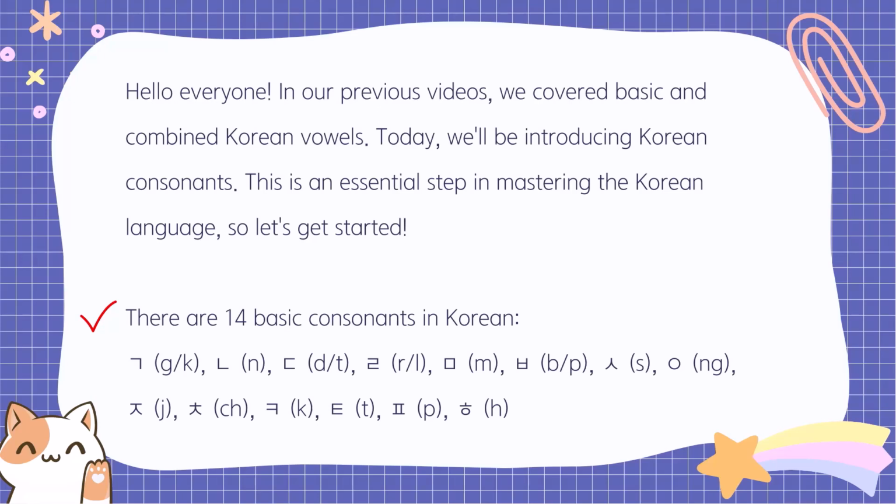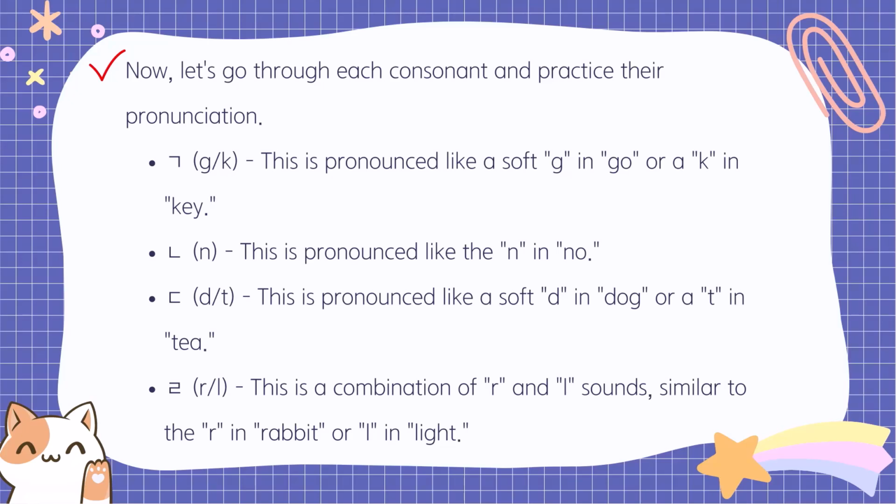기역. G or K. 니은. N. 디귿. D or T. 리을. R or L. 미음. M. 비읍. B or P. 시옷. S. 이응. Ang. 지읒. J. 치읒. Ch. 키읒. K. 티읕. T. 피읖. P. 히읗. H. Now, let's go through each consonant and practice their pronunciation.